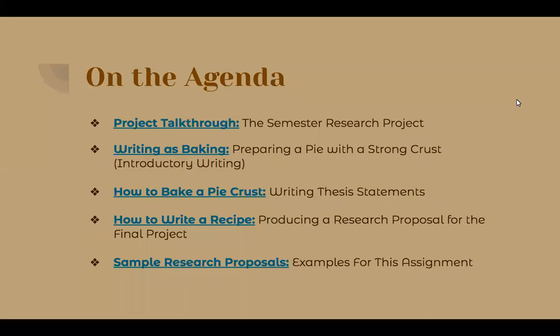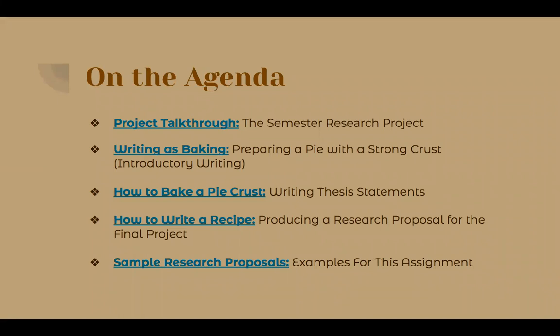So on the agenda for today, I have 5 sections for us to cover. The first of which is a project talkthrough of the semester research project, where I will expand briefly on some of the points I made in my overview lecture about what the semester research project consists of. Then I will transition into writing as baking, preparing a pie with a strong crust, otherwise known as introductory writing. And we're going to really think about the image of baking a pie as foundational for how we're approaching writing craft for the rest of the semester.